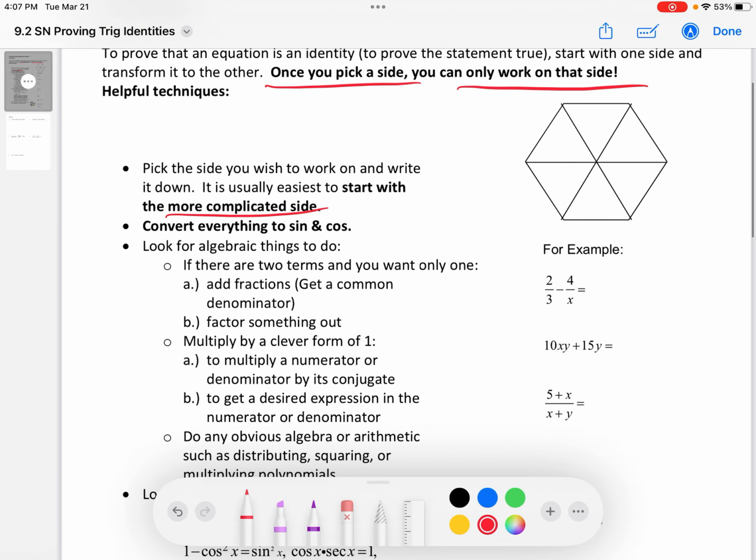So some things you can do. We already worked on this a little bit in 9.1. We converted everything to sine and cosine. Those are our defaults. Things will divide out nicely if you can get them all into sines and cosines. Some other things you can do. If you have two terms and you only want one, you can get a common denominator to add or subtract fractions, or you can factor something out of it.